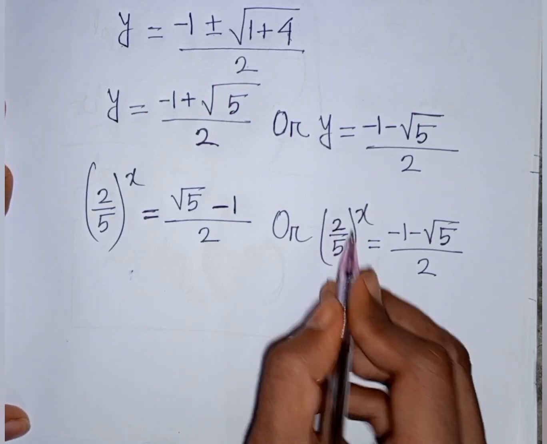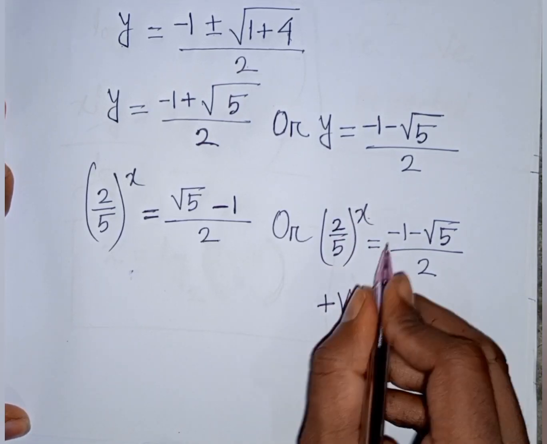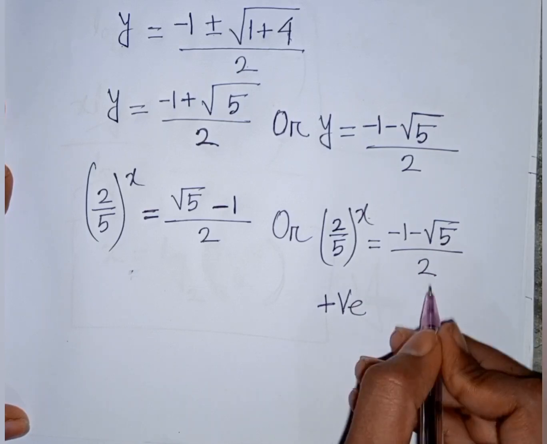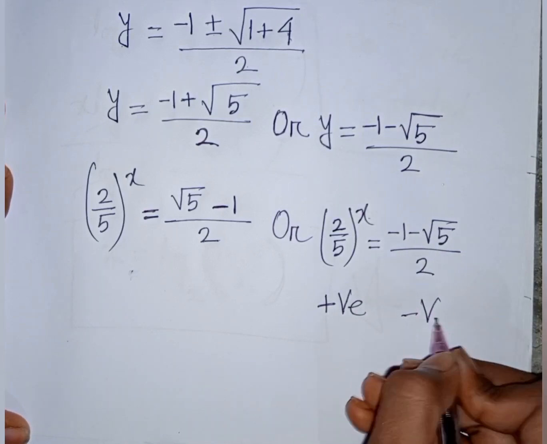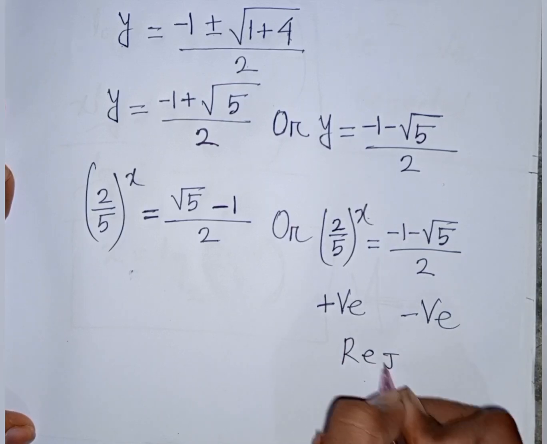Now we see 2 by 5 bracket power any number is always positive, but minus 1 minus a square root of 5 divided by 2 must be negative. So positive cannot be equal to negative, so this is rejected.